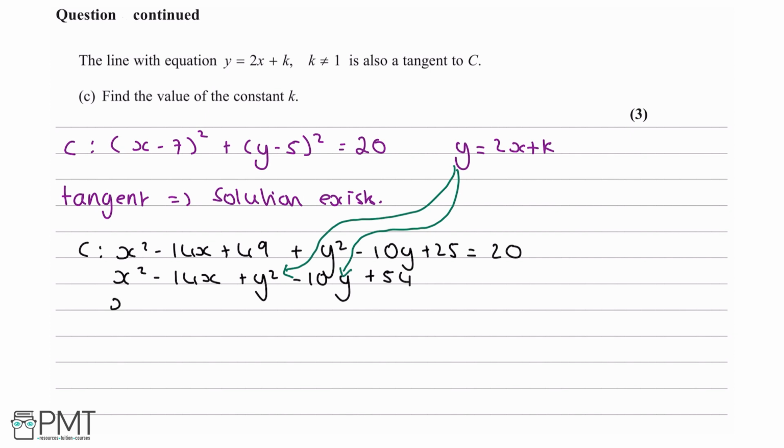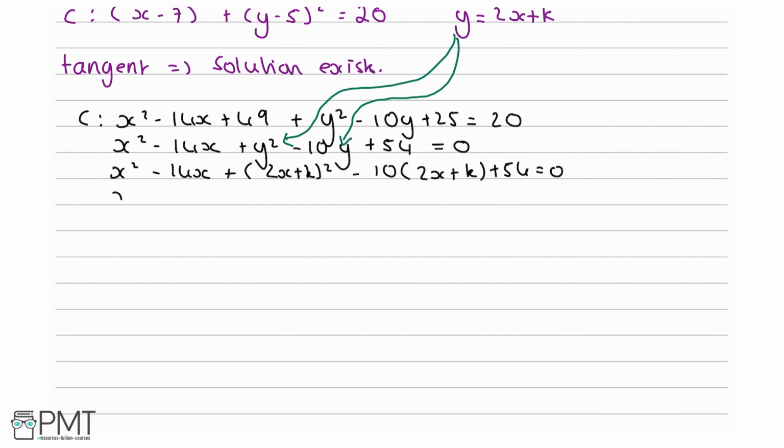So we're going to end up with x² − 14x + (2x + k)² − 10(2x + k) + 54 = 0. Sorry, we've got equals 0 here. Okay, that's good. So let's carry on. For (2x + k)², first we do 2x times 2x, which is 4x². Then you do 2x times k, which is 2kx, and then you do k times 2x, the other side, which is also 2kx. When you add those together, you get 4kx. And then k times k is k². Minus 10 times 2x is minus 20x. Minus 10 times k is minus 10k.